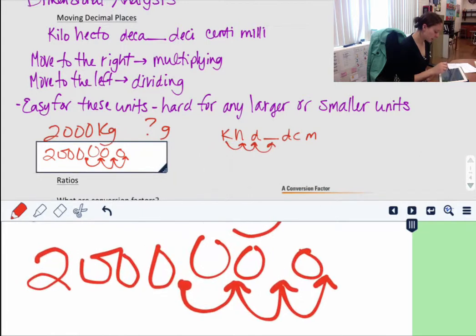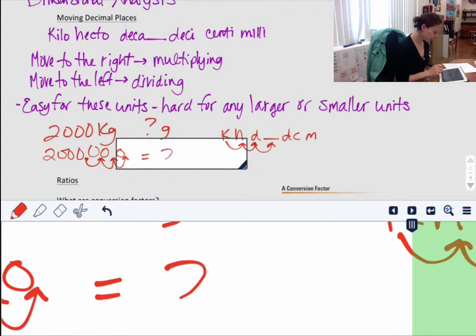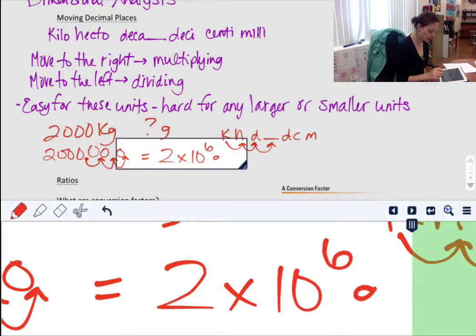And so my answer becomes 2 times 10 to the 6th grams. Remember, if you're moving to the right, you're making it bigger. If you're moving to the left, you're making it smaller. And that's just the moving one.